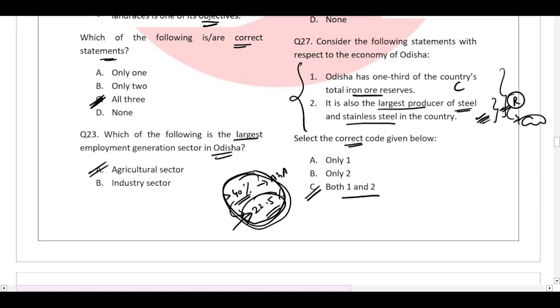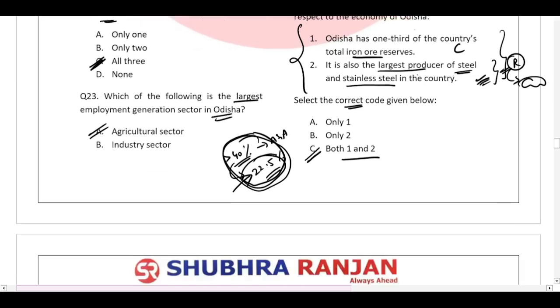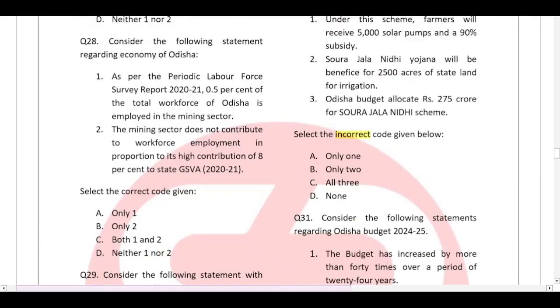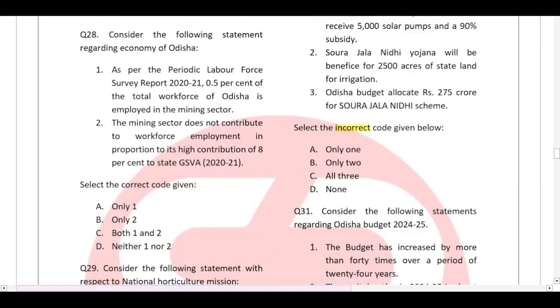So these are all the mineral related facts which come in the economic survey. Odisha being a state with a lot of mineral resources, you will get questions on mineral resources. So you have to be very careful making notes about the mineral resources: which is the largest, which is the smallest, which state is the highest producer, and what is the place of Odisha in the production of a particular mineral. Because you can expect at least 2-3 questions about minerals in the prelims examination. Question number 28.